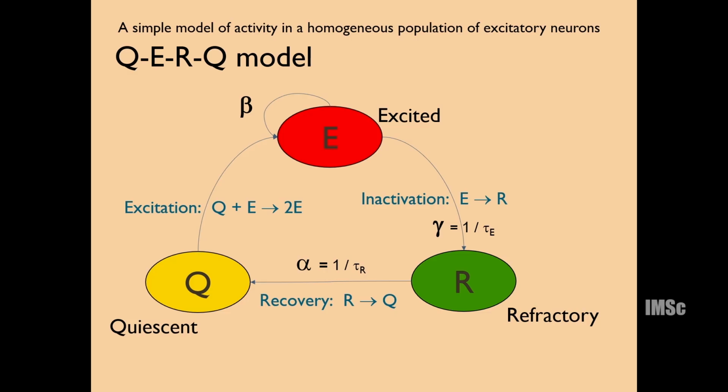All I have done is replace susceptible populations with quiescent neurons, infected population with excited, and removed or recovered population with refractory. So this is the so-called SIRS model, where people go from susceptible to infected to recovered and back to susceptible again as they lose immunity.